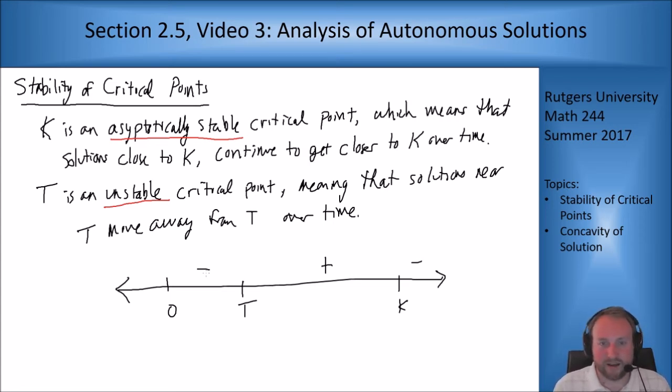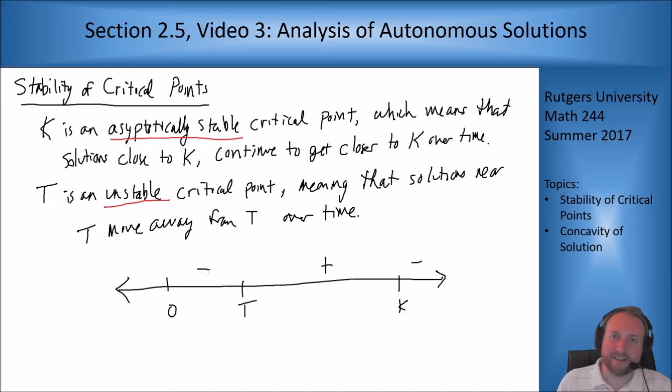We don't care about that case. If we're nearby to k, we end up going back towards it. If we're below k, we have a plus sign, which means we're going to increase up to k. And if we're above it, we have a minus sign, which is going to decrease down to k. So from the phase line alone, you can determine whether or not these critical points are asymptotically stable or unstable.